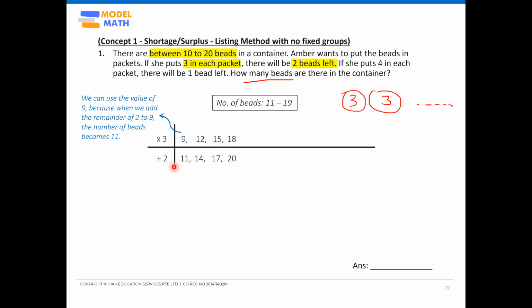Now, but because we have to depend on the second scenario as well, we cannot just determine from the first scenario. So in my second scenario, this is where I go on to do the 4 in each packet. So another table is needed.